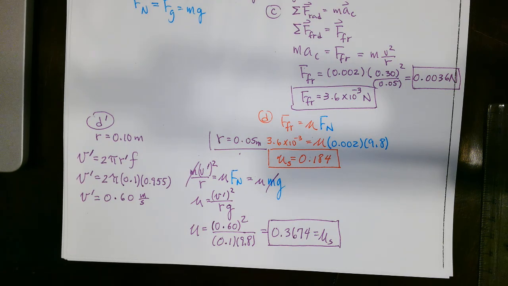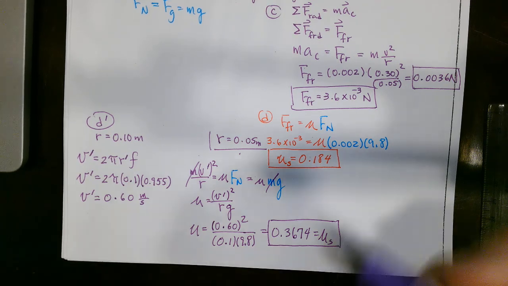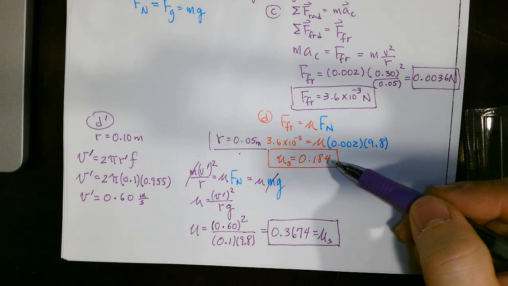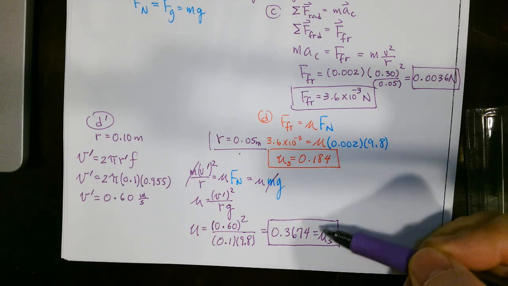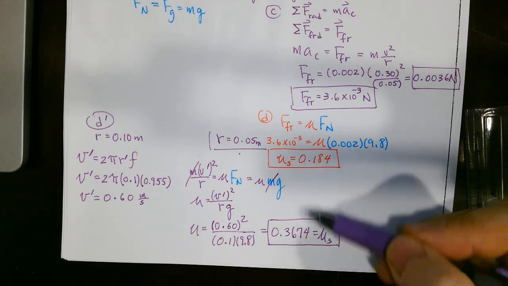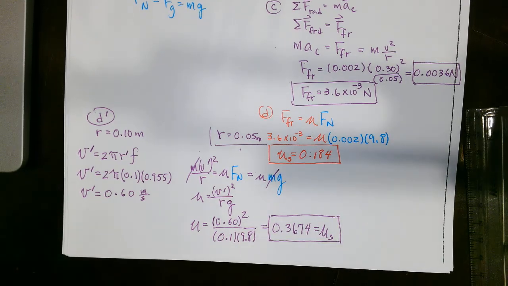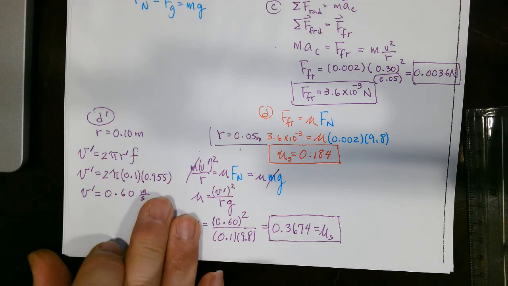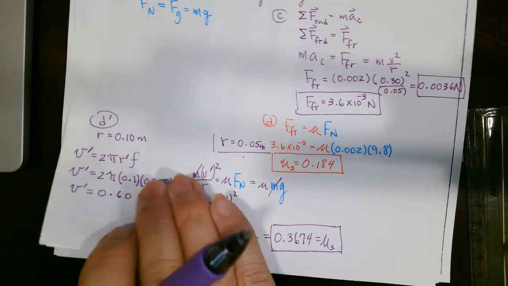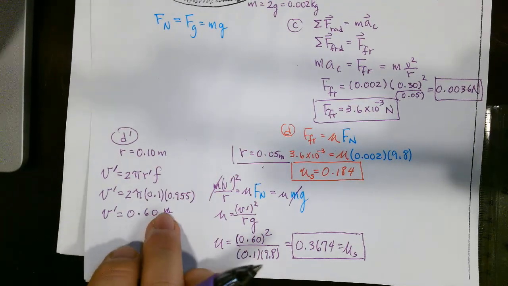All right. So you could compare actually, right? 5 centimeters versus 10 centimeters. You can see that you're going to need greater friction when you're further out of the circle. All right. Moving on.